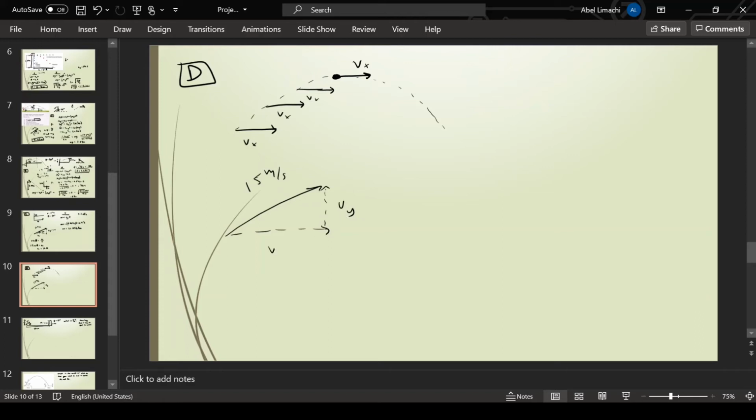So I'm just going to do it for you guys really quickly. Vy is this way, Vx is this way. We got this angle right here. Cosine of this angle is equal to Vx over 15. Do math. Vx is equal to 12.99.